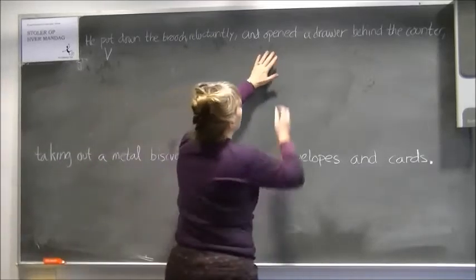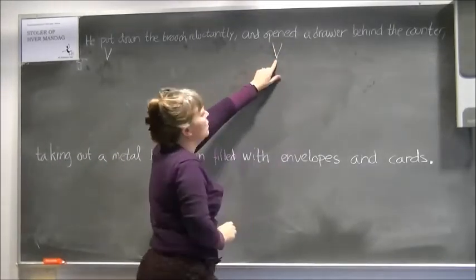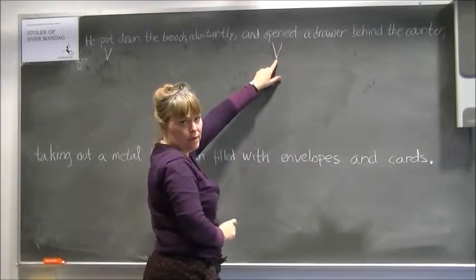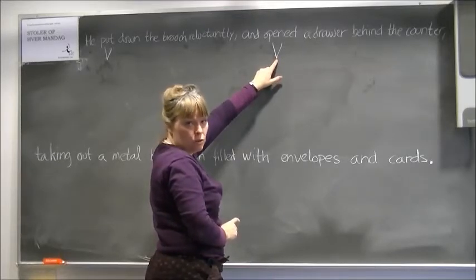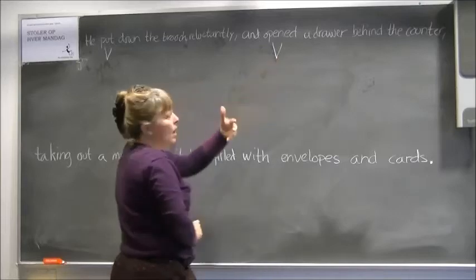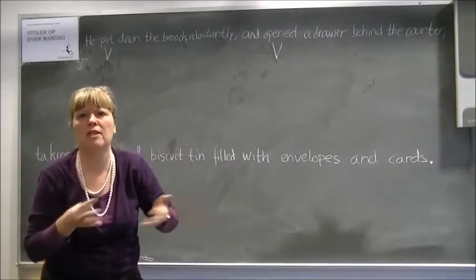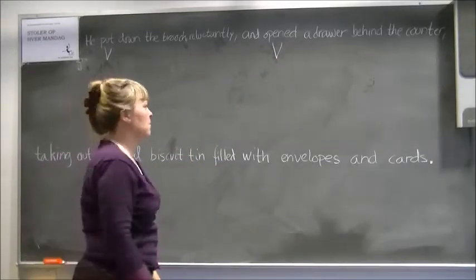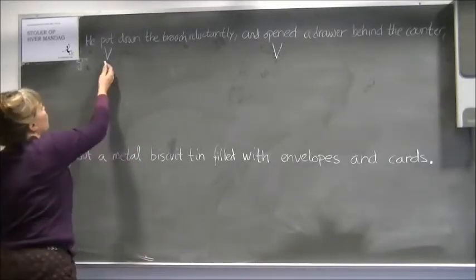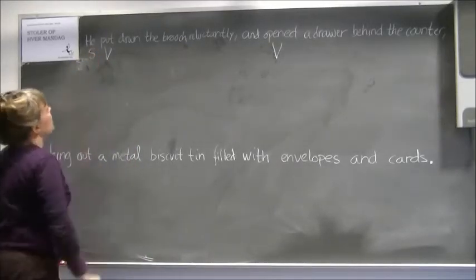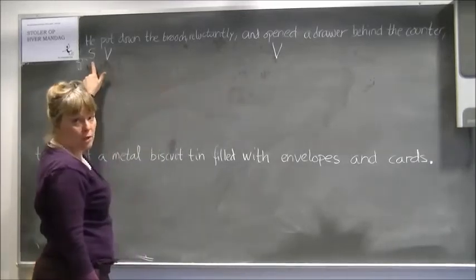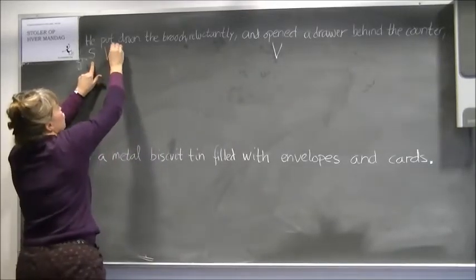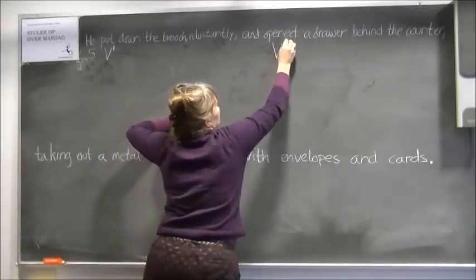And there's also another verb over here that can tell us that this is exactly the past tense, because this is inflected with ed. This is also a finite verb. So finite means it is finished, it has been inflected, you could say. Who put? He put. So he is the subject. Who opened? That is also he. So this subject has two verbals, we can see.